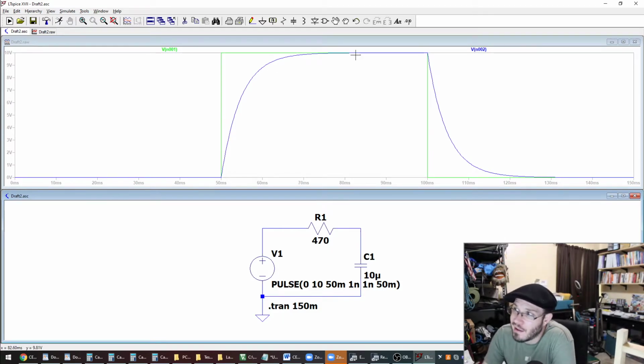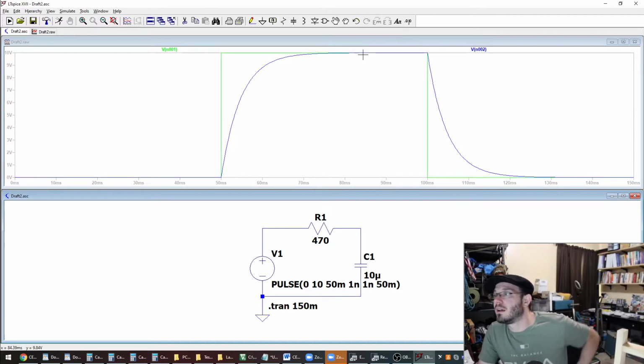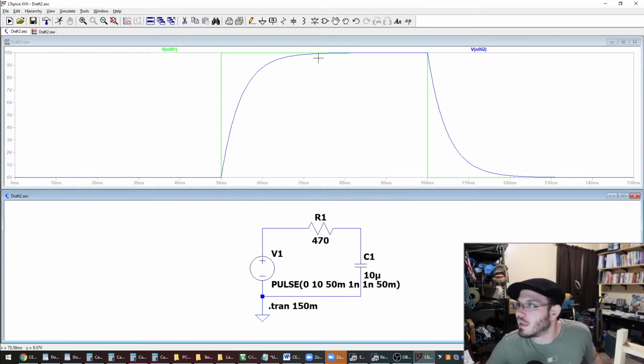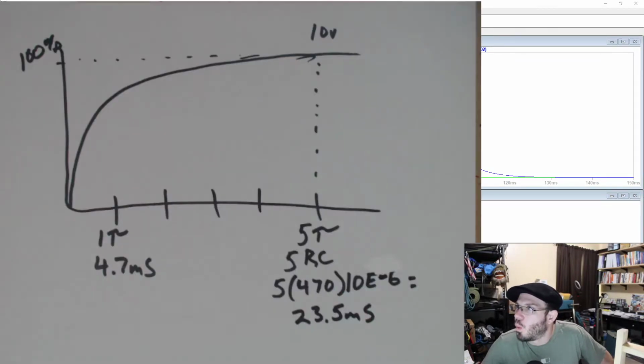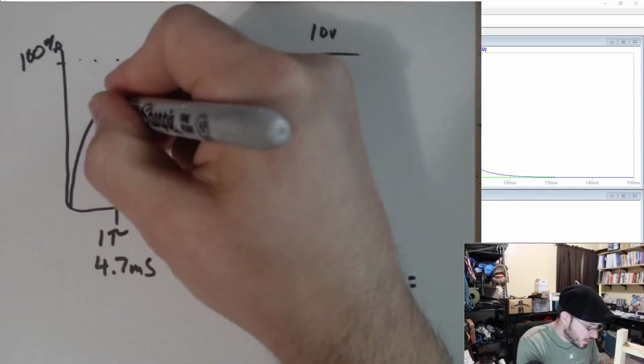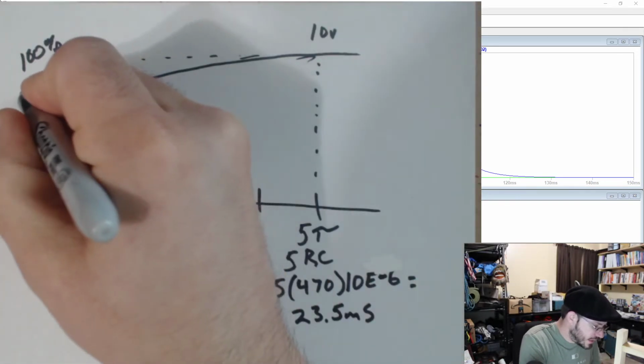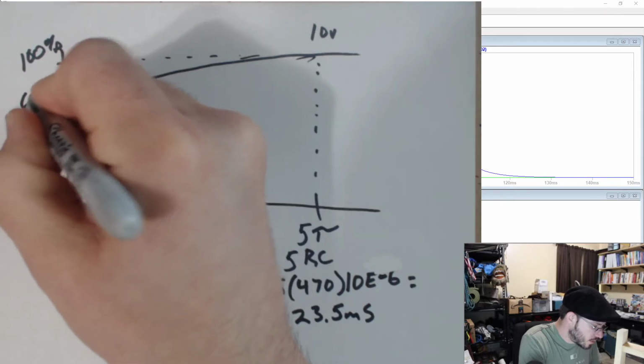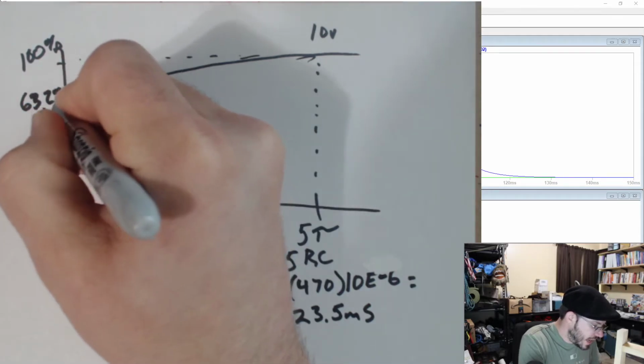Now, I said that first time constant occurs at 4.7 milliseconds. That should be 63.2% of our max value being 10 volts. So let's go ahead and look at the first time constant, and let's look at the fifth time constant. So let's go back over to the whiteboard. Our first time constant is at 63.2%.